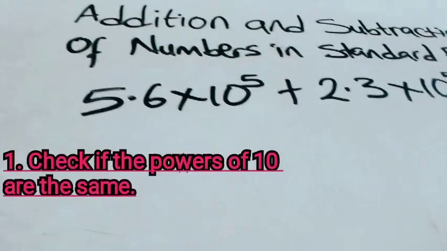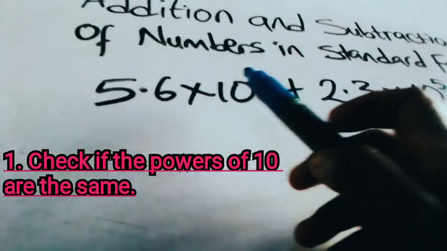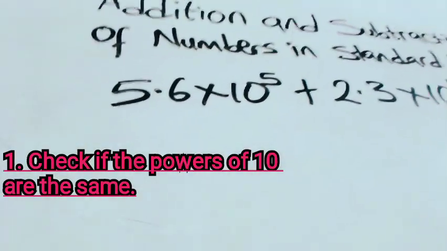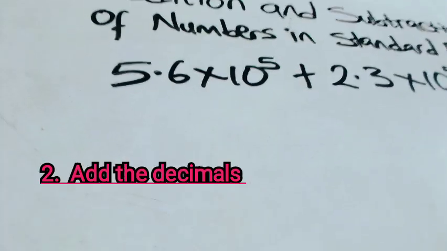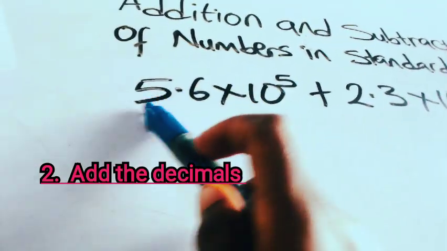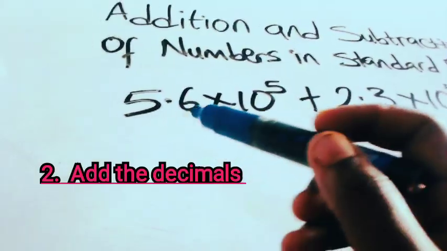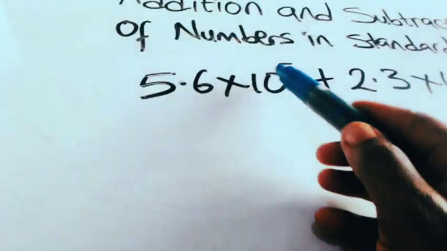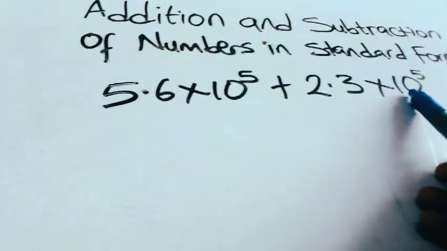When adding or subtracting numbers in standard form, the first thing you check is the powers of 10. Check whether they are the same. They have to be the same. If they are the same, what you then do is add the decimals. The second step is to add the decimals, because our power of 10 is 5 here and it's 5 here. So they are the same.